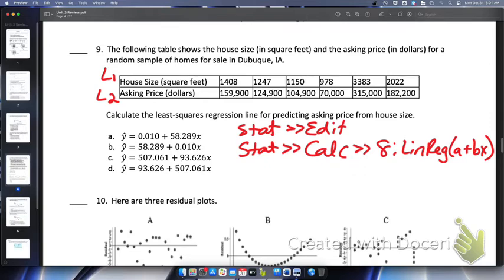So, what does it tell you that the A is? What does it tell you A is? And then it should be telling you B is 93.626. So, which one is it? If A is that and B is that, then the answer would be C. Does that make sense? Y'all make sure you bring your calculator tomorrow. It's going to be important.